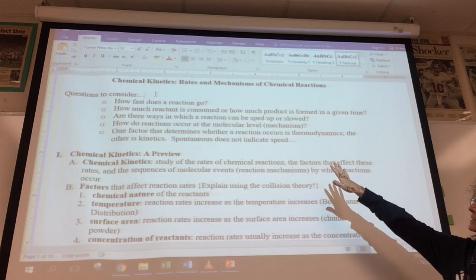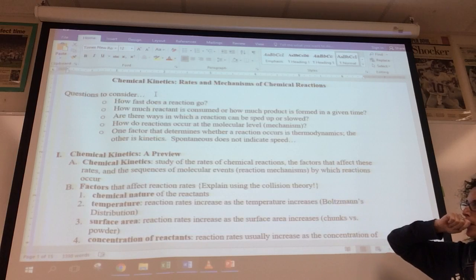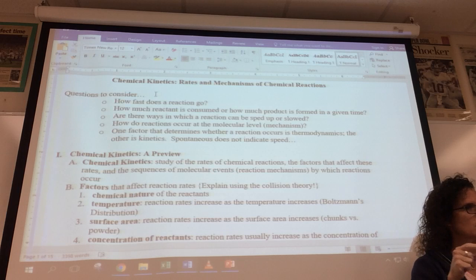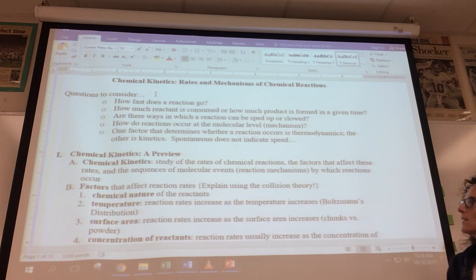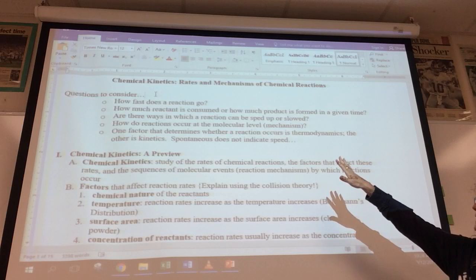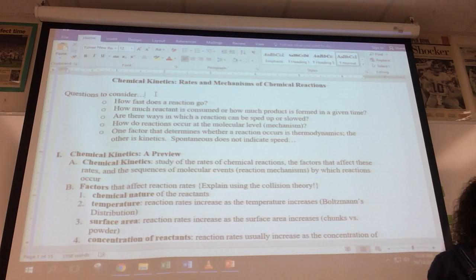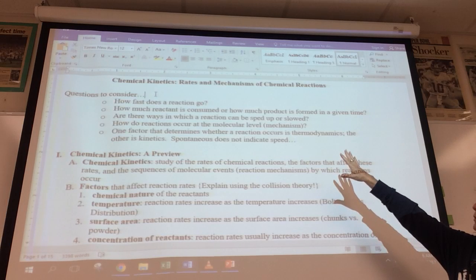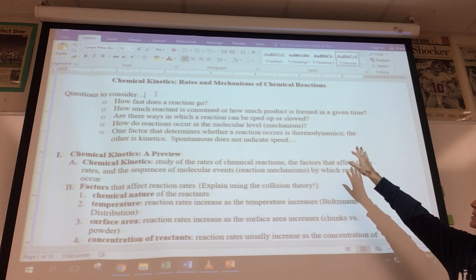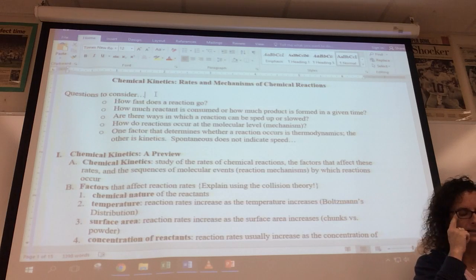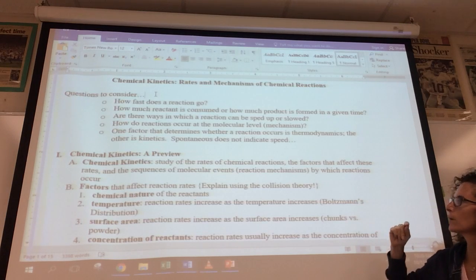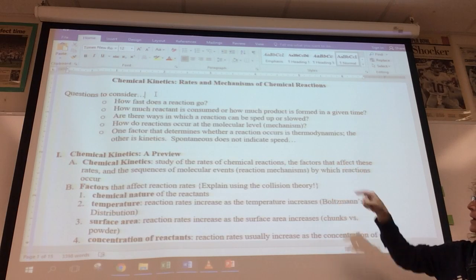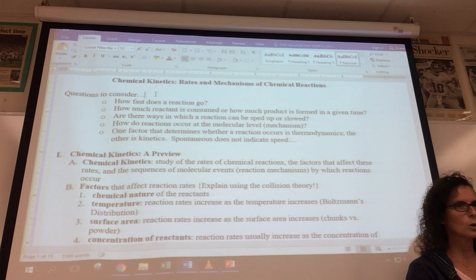So questions to consider in this particular chapter, and this is a little bit out of order. Kinetics is more of a second semester topic, but I like to do it early because I think it fits better. We're going to look at how fast reactions go and how to determine how fast they go. We want to look at how much of a reactant is consumed or how much product is generated in a time span. So we're going to be looking at reaction rates through rate equations. We want to know if there are ways that reactions can be sped up or slowed down.